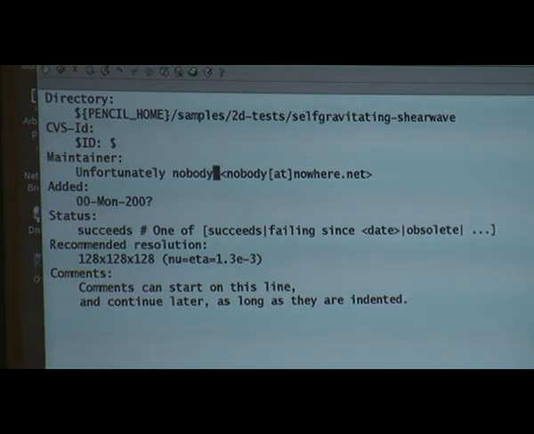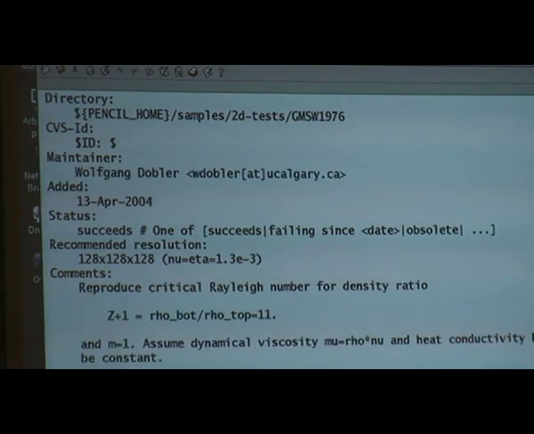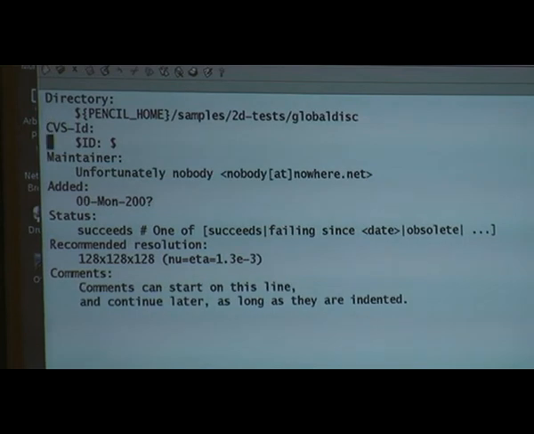Self-gravitating shear wave. I could have filled some of this in by myself, but then later people can claim that I did it wrong and that they are not responsible. Now they can't. Now we have many witnesses, and they'll have to sign that you've seen it.